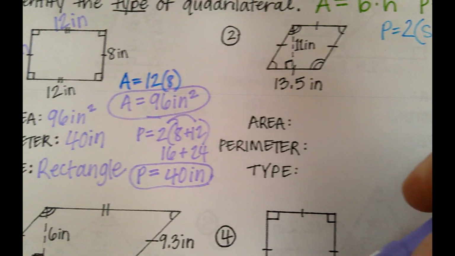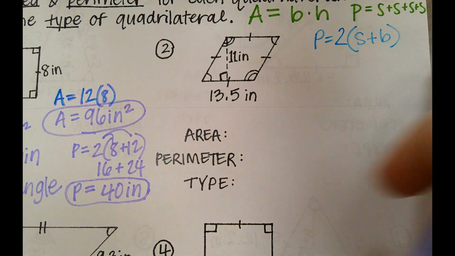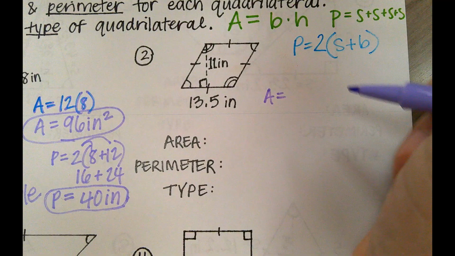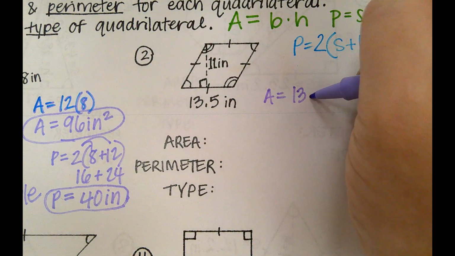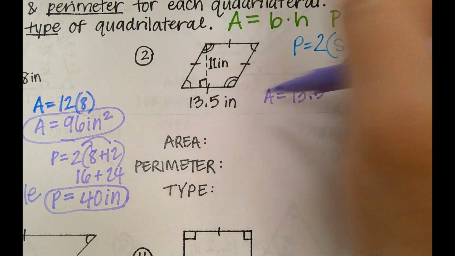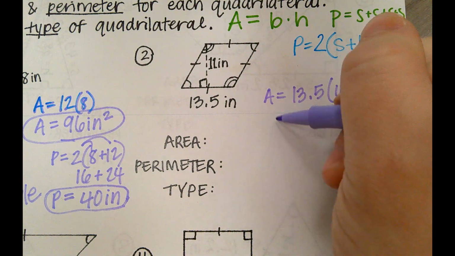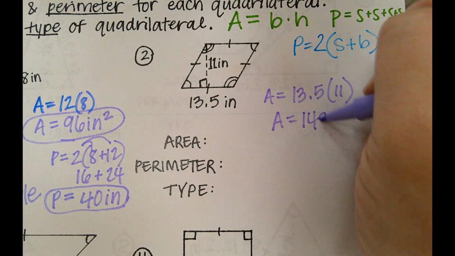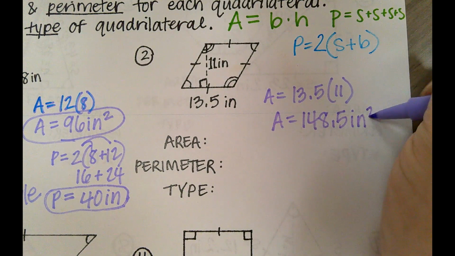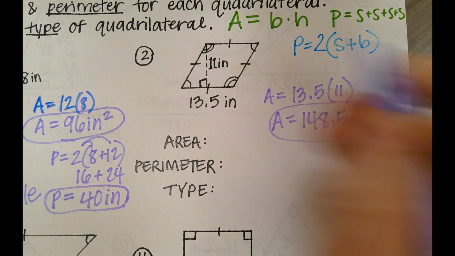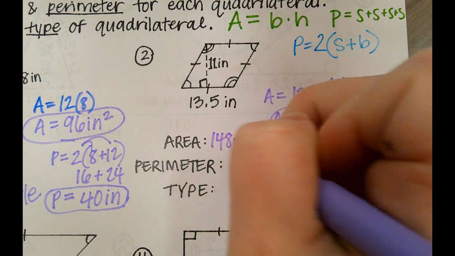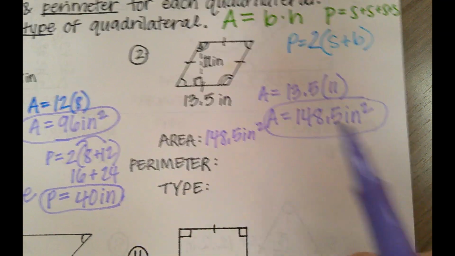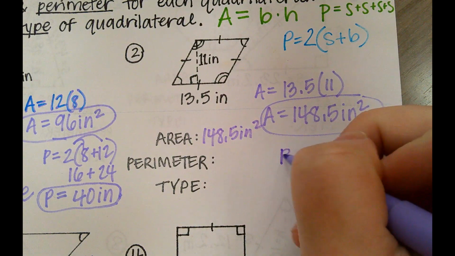Let's look at number 2. Number 2, how do I find the area on this one? 13.5 is my base. My height is 11. That gives you 148.5. Perfect. 148.5 inches squared is my area.